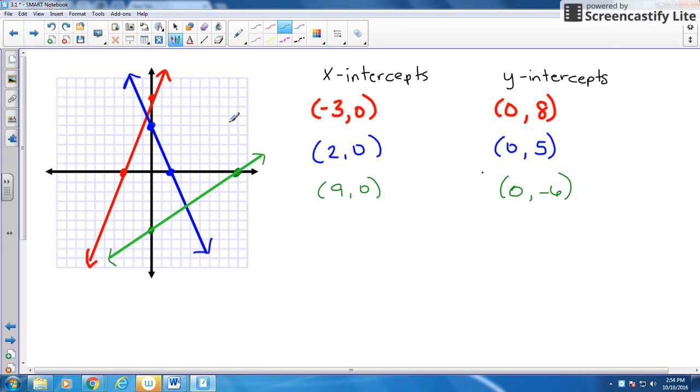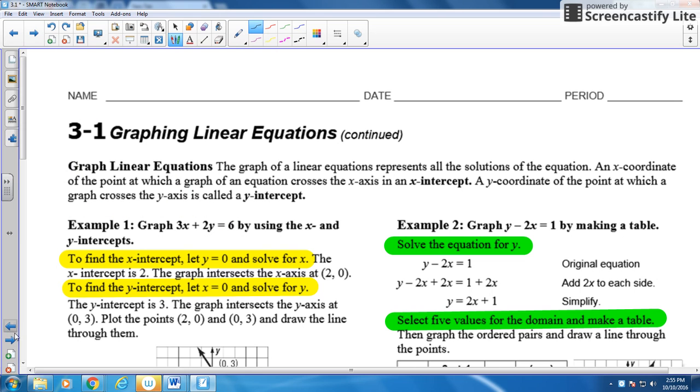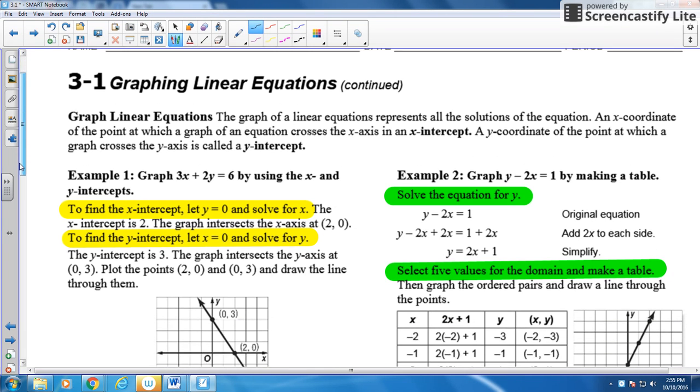Now what I want you to notice here is that x-intercepts, so any point that's sitting on the x-axis here, will always have a y value of 0. And any y-intercept, which is a point sitting on the y-axis, will always have an x value of 0. And that's really important to understand, so that when we go to our next page and we need to graph a linear equation, we can use the intercepts to graph it.